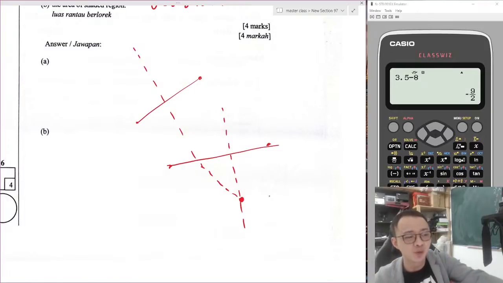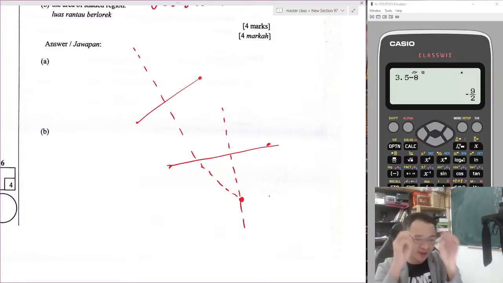Next week I will do the Penang paper 2 for 2020. Alright, so most likely they have the format, do your best. So I think this year will have some format.